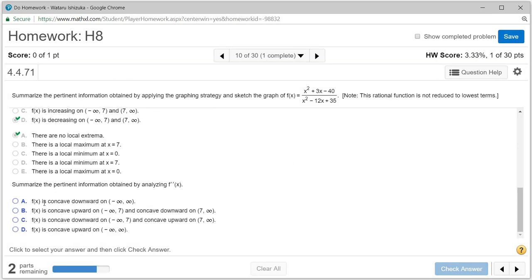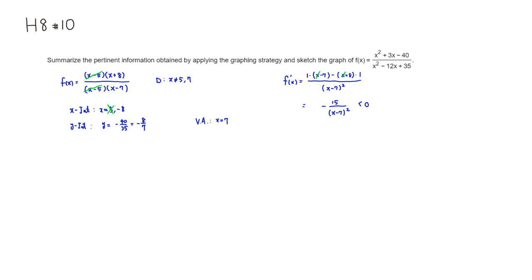All right, and to summarize, let's say concavity. We need to take the derivative again. Here, this can be rewritten as negative 15 times x minus 7 to the negative 2 power. If you take another derivative, negative 15 times negative 2 would be positive 30, times x minus 7, subtracting 1 from the power, so it's negative 3. Multiply by the derivative inside, which is 1 anyway, so it's 30 over x minus 7 cubed.